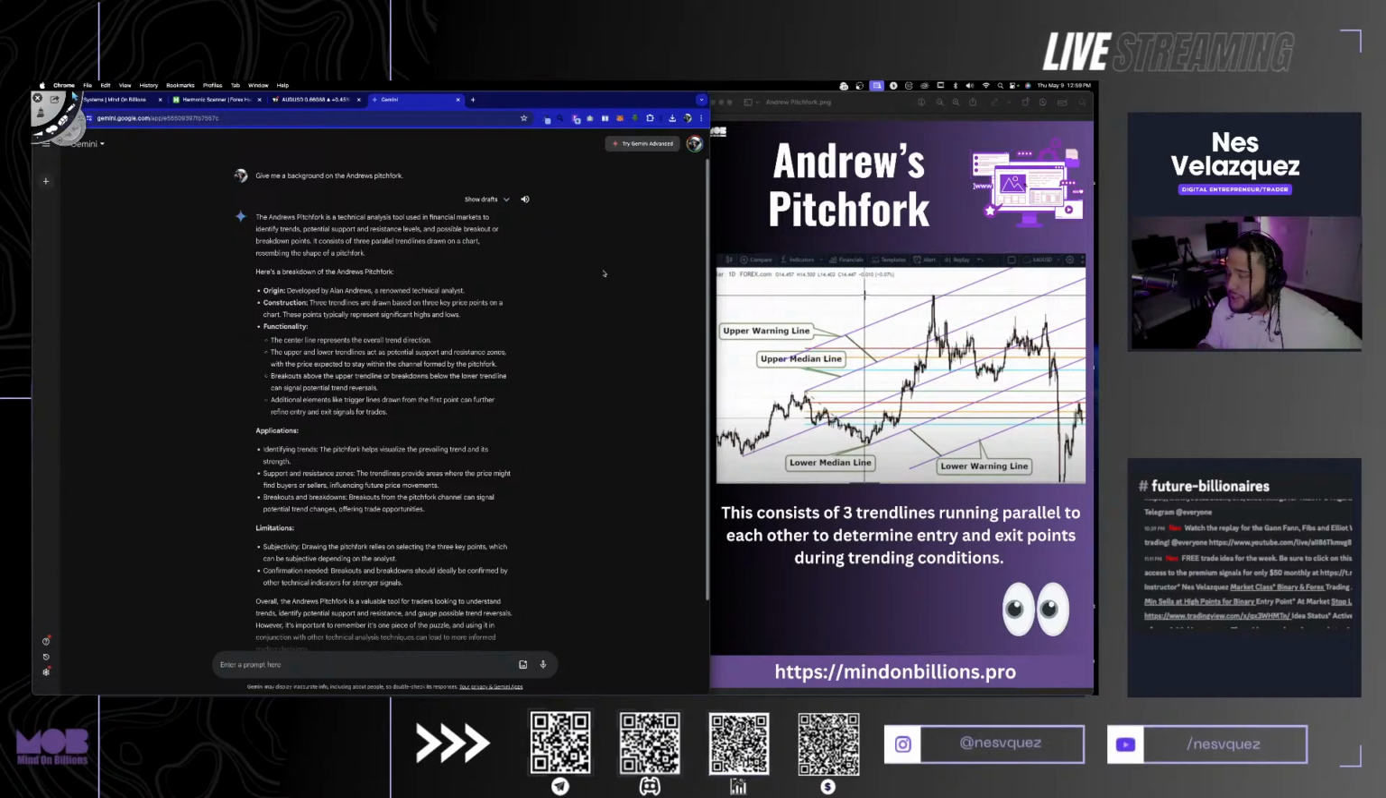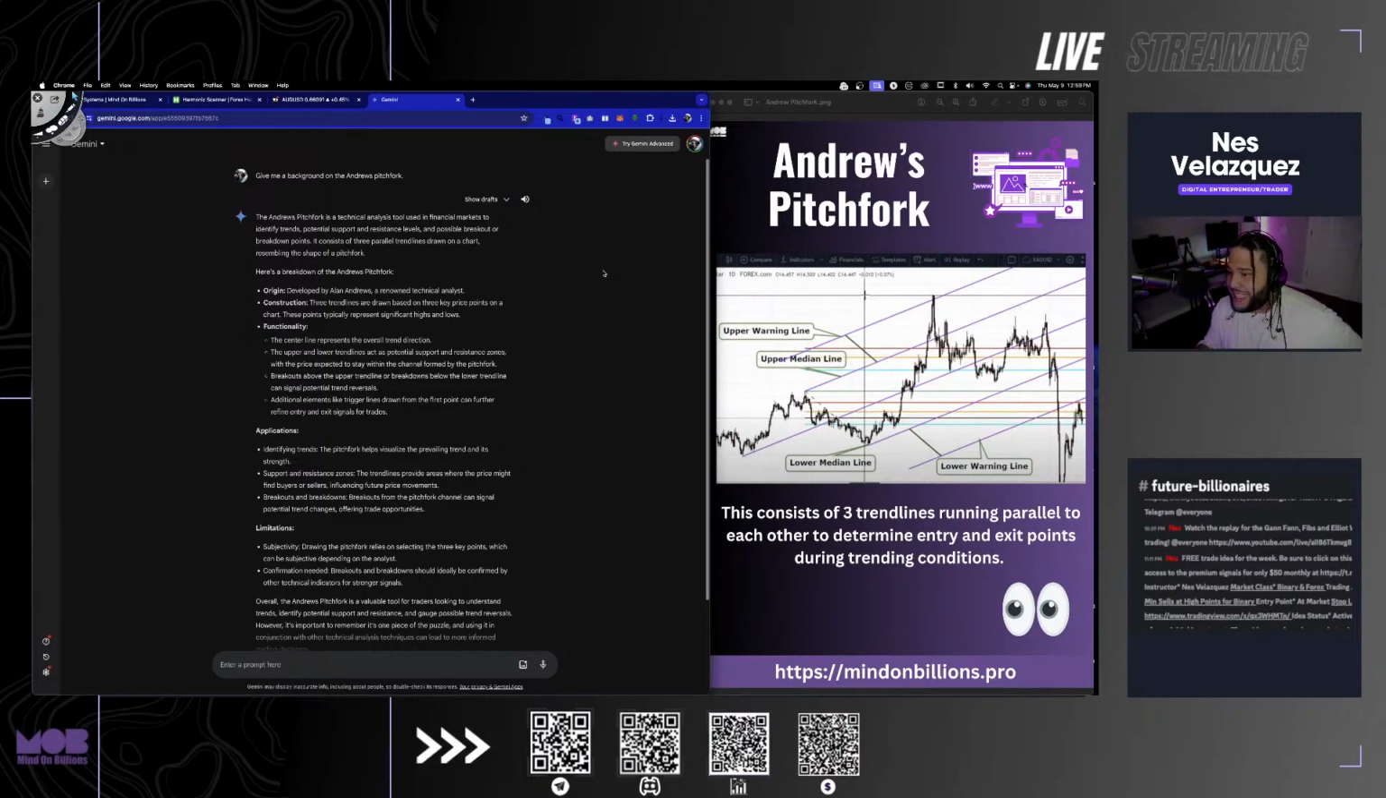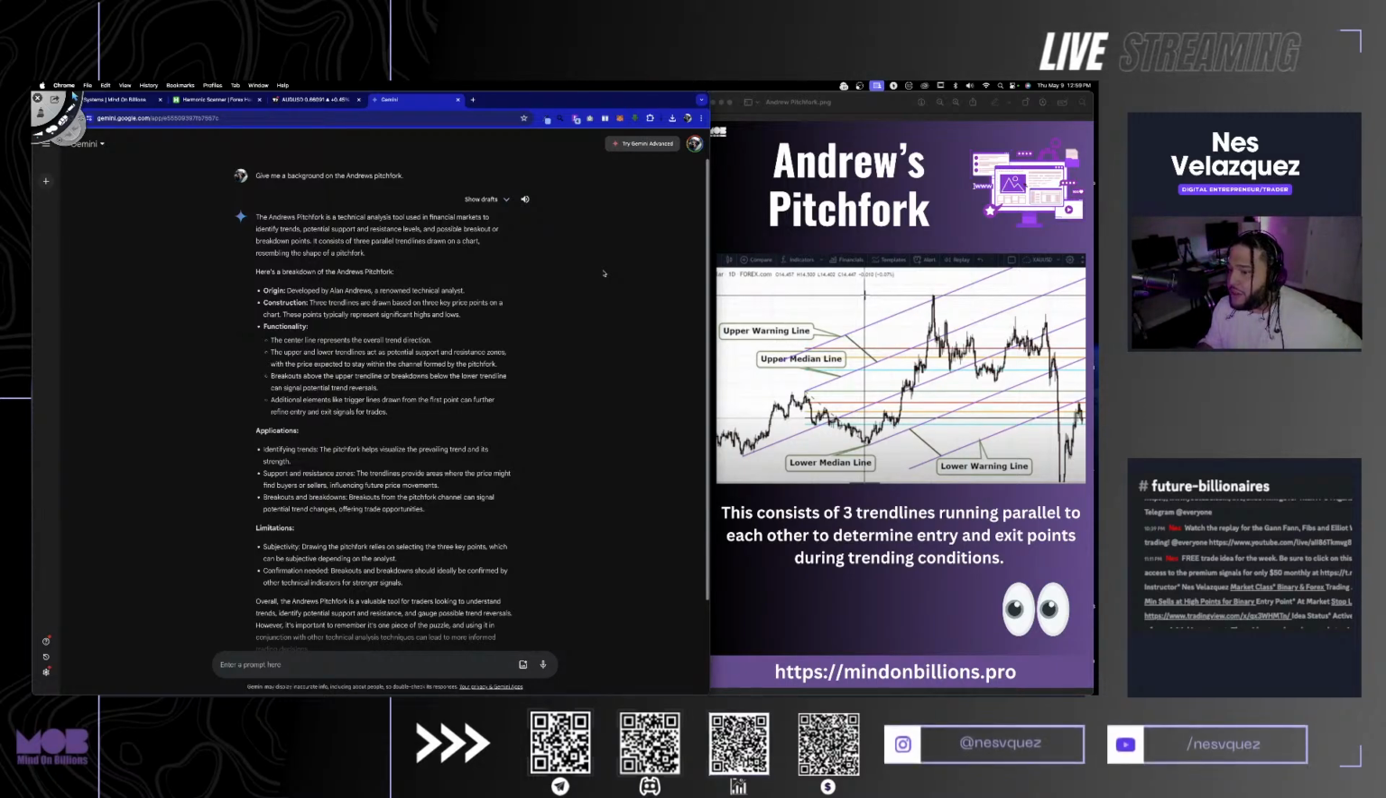Now, here are the limitations. Remember, no indicator, no drawing tool is 100% of the time. Okay, so limitations, subjectivity. Drawing the pitchfork relies on selecting the 3 key points, which can be subjective depending on the analyst. Confirmation needed. Breakouts and breakdowns should ideally be confirmed by other technical indicators for stronger signals.